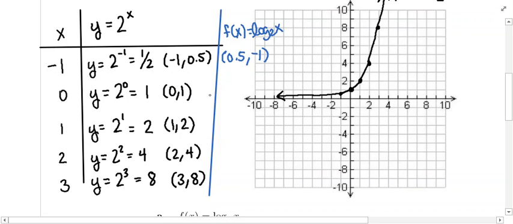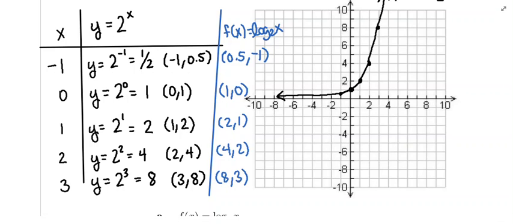And then take 0, 1, switch x and y to get 1, 0. 1, 2, switch the points, okay? You're going to get 2, 1. 2, 4 is going to go to 4, 2. Lastly, 3, 8 is going to go to 8, 3. Okay, these blue points, these ordered pairs, are points on the graph of log base 2 of x.